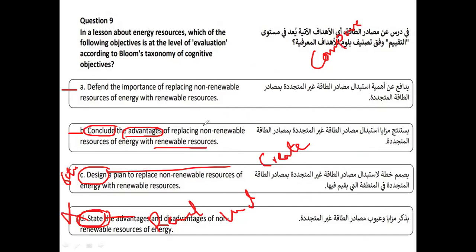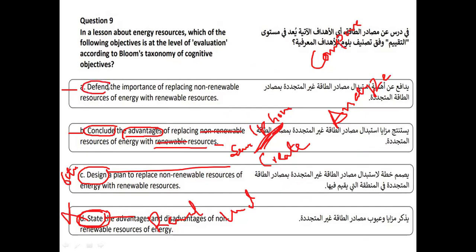For example, if I remove non-renewable and renewable and replace them with iPhone and Samsung, that means conclude the advantages of replacing iPhone with Samsung. That means we are comparing here. So comparing is the fourth stage of the Bloom's taxonomy cognitive domain, right?